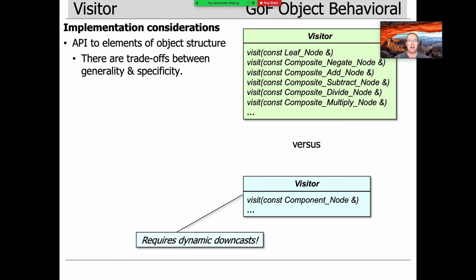You also need to decide how you want to design your visitor API. Do you want to have a visit method for every meaningful subclass in the object structure, in the composite, like our expression tree? Or do you want to have just a handful of visit methods that are working on more general types? The trade-off is between generality and specificity, and between enumerating all the different elements, which can break if the object structure changes, versus having to do dynamic downcasts or dynamic casts in your visitors. My preference is to enumerate them, because this is most commonly used when the object structure doesn't change very much. So you're perfectly justified in doing that in most cases.